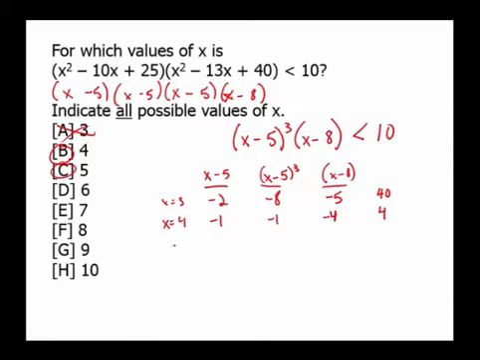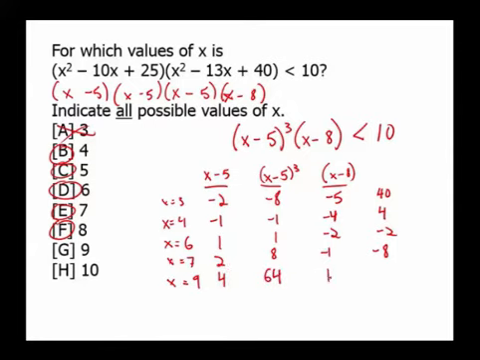That works. If we plug in 6, we get 1 cubed is 1 times negative 2. So negative 2, of course, is less than 10. So that works. If we plug in x equals 7, we get 2 cubed is 8 times 7 minus 8 is negative 1, so that's negative 8. That also works. That's less than 10. If we plug in 8, we get 0 here. So everything is 0, which is less than 10, so that works. If we plug in 9, then we get 4 cubed is 64 times 1. Well, that's 64. That's greater than 10, so that's not going to work.